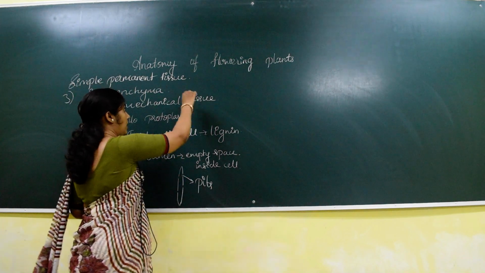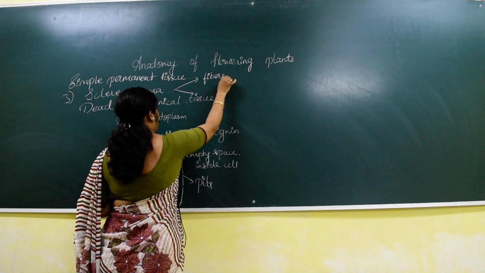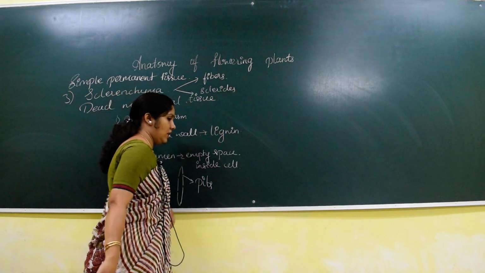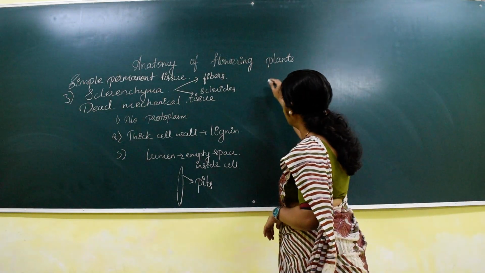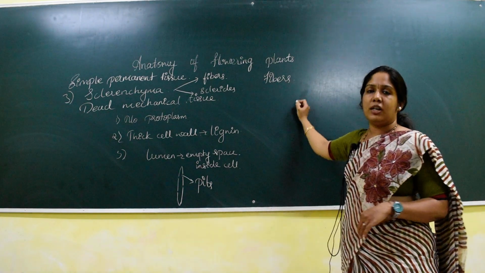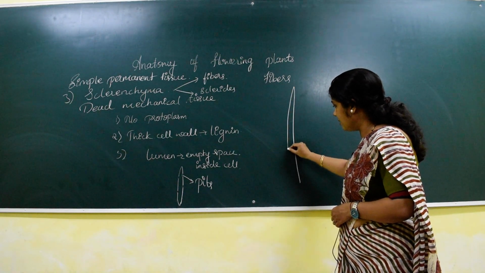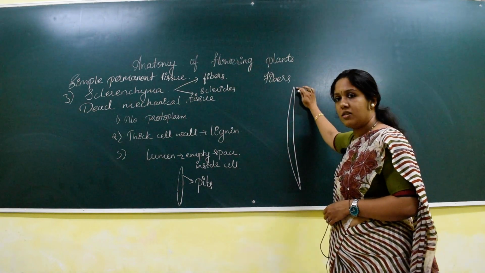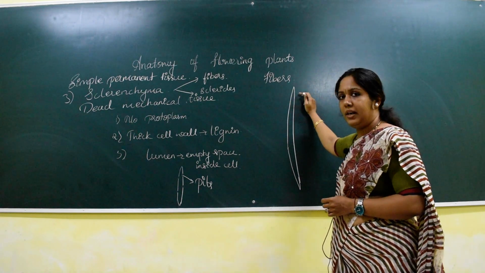Now the sclerenchyma tissue is again differentiated into two main categories. One is fibers and the other is sclerites. The sclerites are also called stone cells, and the other one is fibers. First we will take up the sclerenchyma fibers. What is the shape of these fibers? The cells of the fibers are elongated with tapering ends. See, the ends are pointed. The pointed ends are called tapering ends.